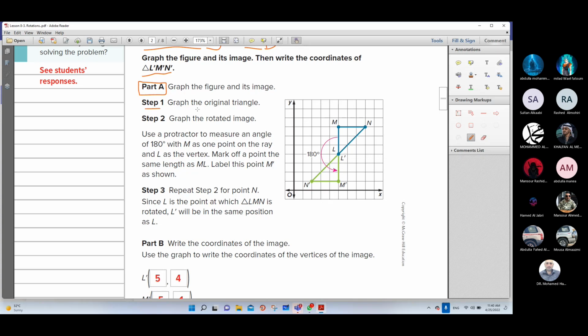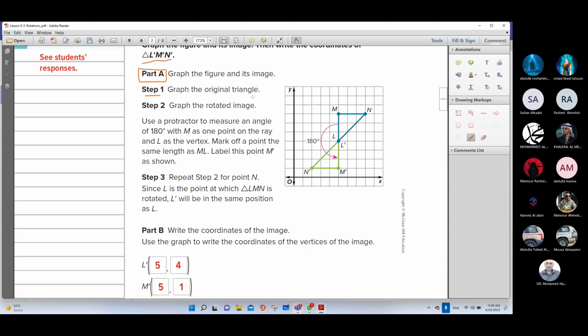Step 1, graph the original triangle. Step 2, graph the rotated image. Use a protractor to measure an angle of 180 degrees with M as a point on the ring, and L as the vertex. Mark off a point the same length as ML. Label this point M prime as shown.